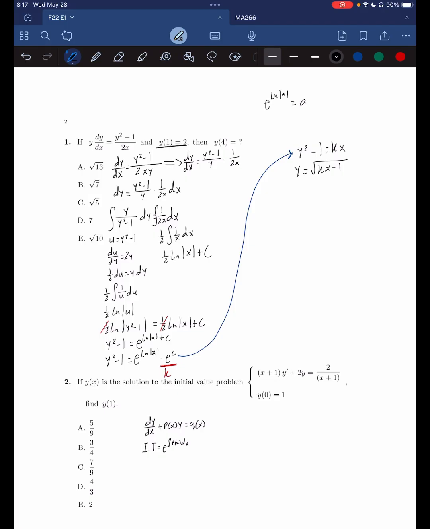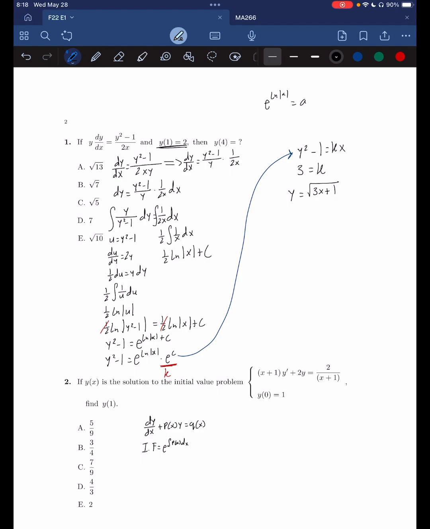Keep in mind we do have this initial value here, y of 1 is equal to 2. So when x is equal to 1, y is equal to 2. I'm going to pretend I didn't do this right here, we don't need that right now. But when x is equal to 1, y is equal to 2, so 2 squared is 4, 4 minus 1 is 3. x is 1, k is equal to 3. So now you have y is equal to the square root of 3x plus 1.